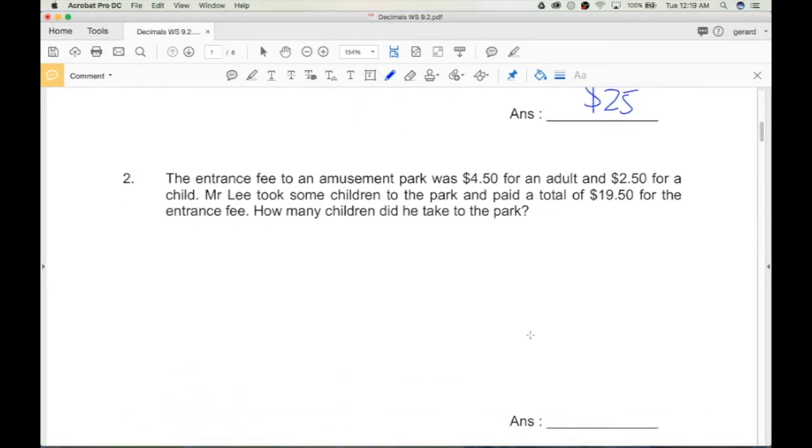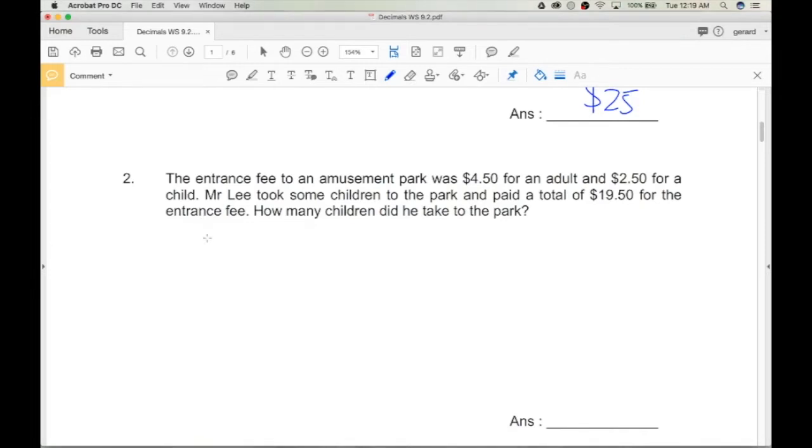Question 2. Entrance fee to an amusement park was $4.50 for an adult, $2.50 for a child. Mr. Lee took some children to the park and paid a total of $19.50. How many children did he take to the park? Okay, don't forget that Mr. Lee is an adult, right?